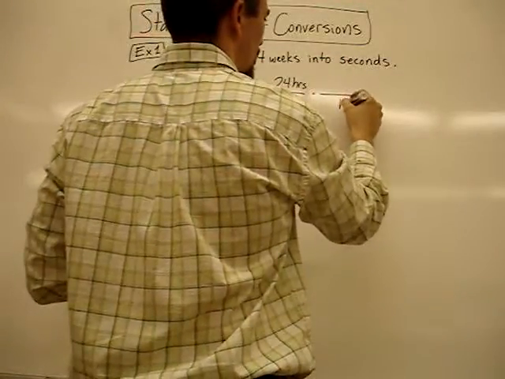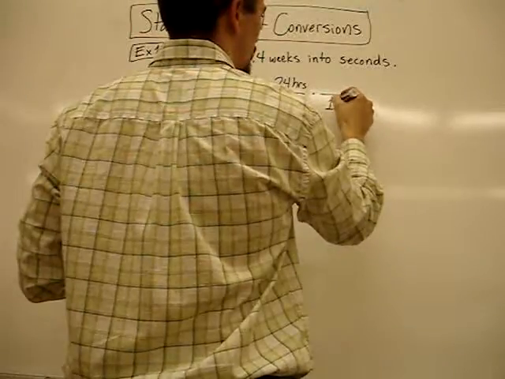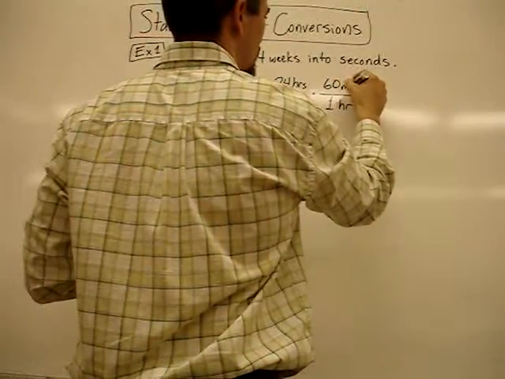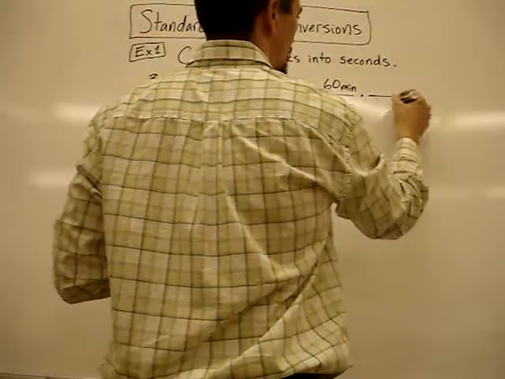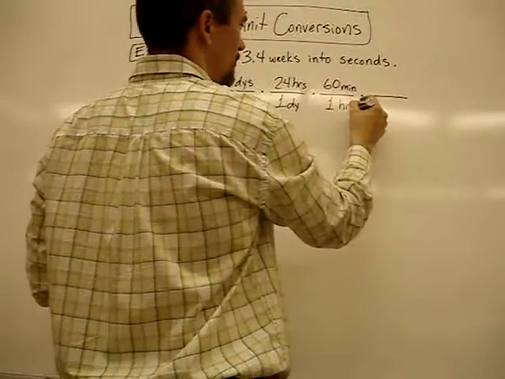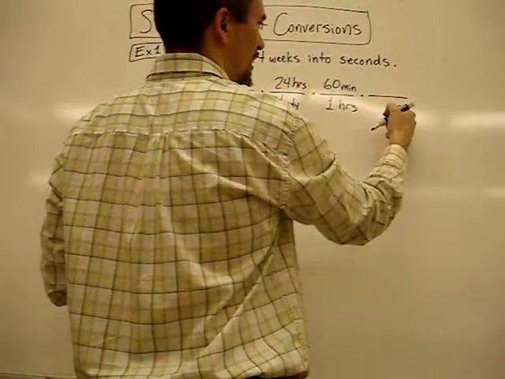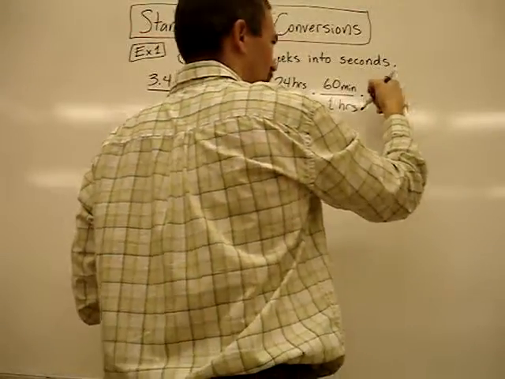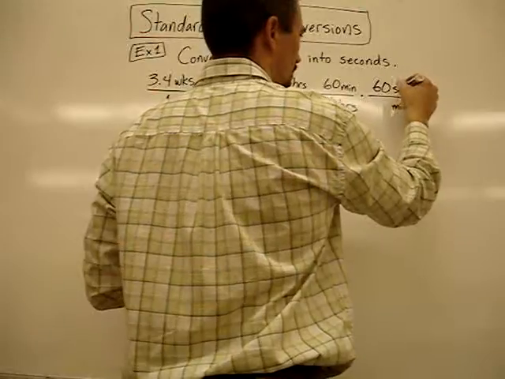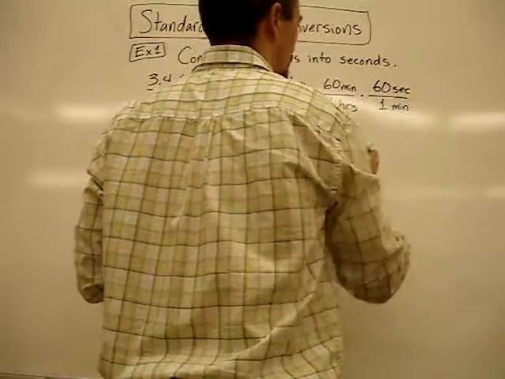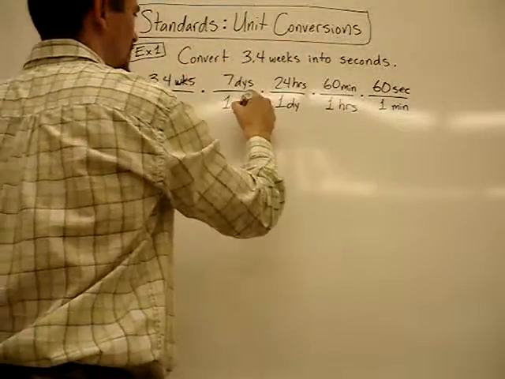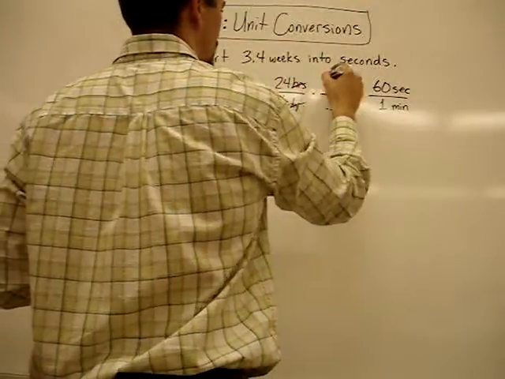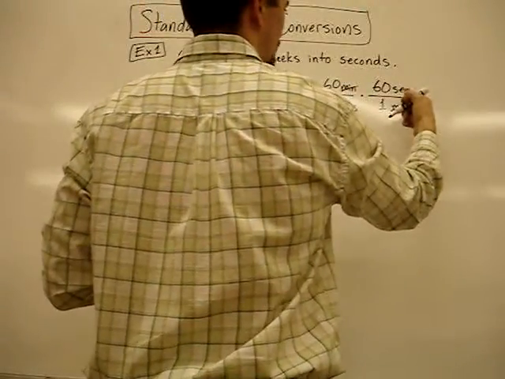Put hours on the bottom. In 1 hour, there's 60 minutes. Now we do it again. You always set it up where minutes cancel with minutes. And then you ask yourself, what do I know about minutes? Well, I know there's 60 seconds in a minute. And now we can cross-cancel weeks, days, hours, minutes, and we're left with seconds.